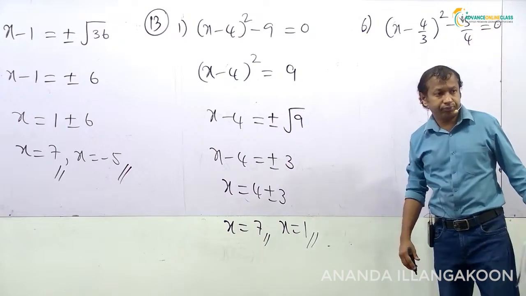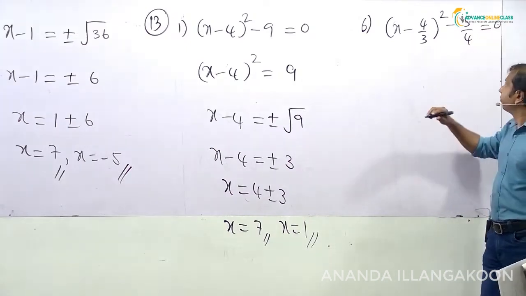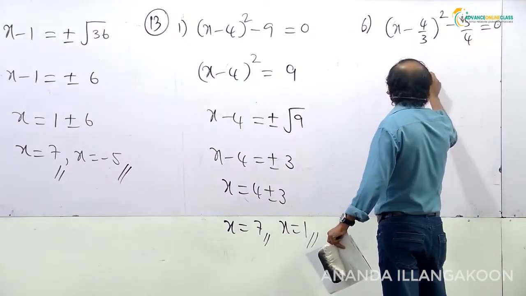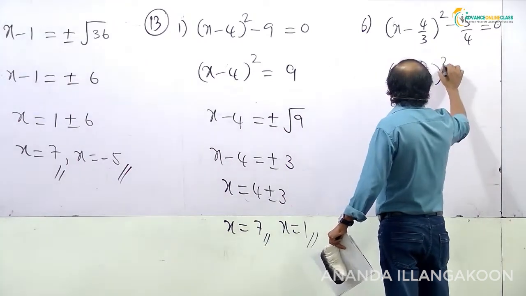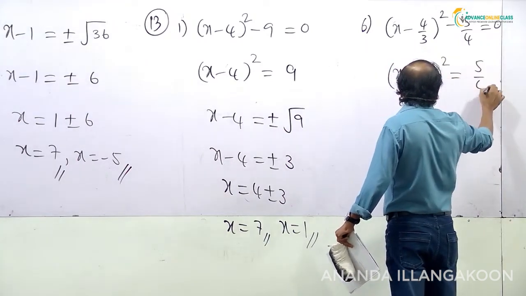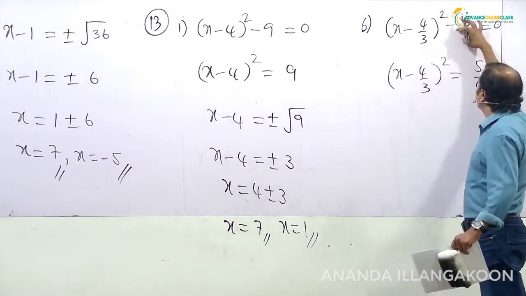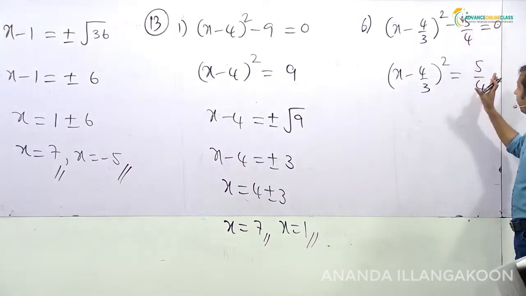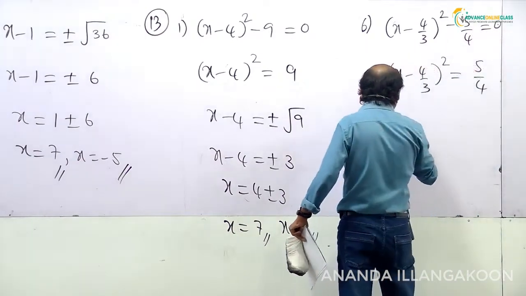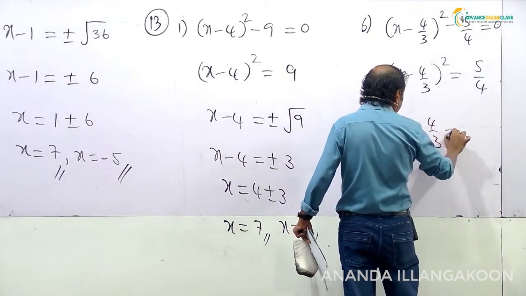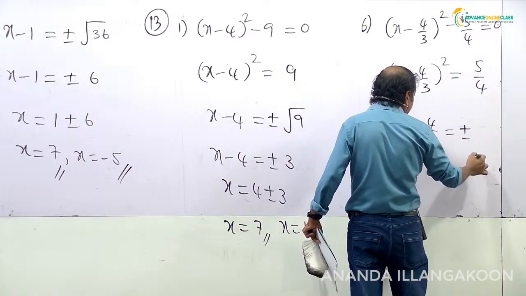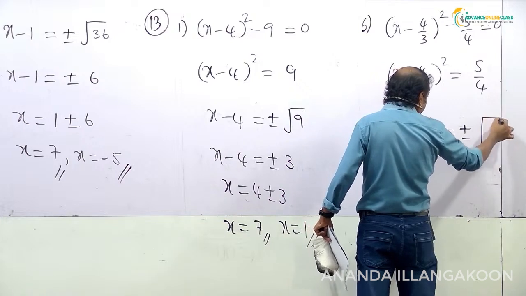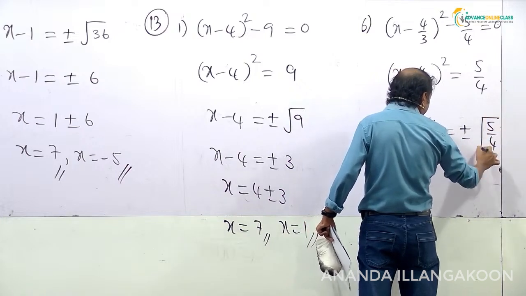Right, this way. Take this to the right hand side. X minus 4 by 3, perfect squared, equals 5 over 4. Once you take this minus 5 over 4 to the right hand side, that becomes plus 5 over 4. Now we have to take the square root on the right hand side. X minus 4 by 3 equals plus or minus the square root of this 5 divided by 4.